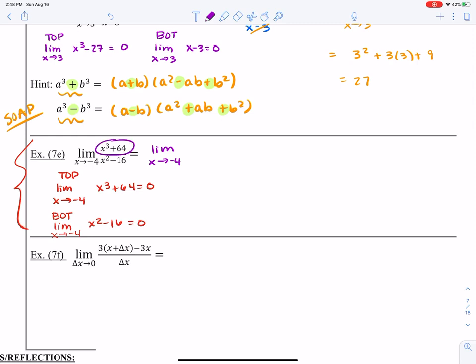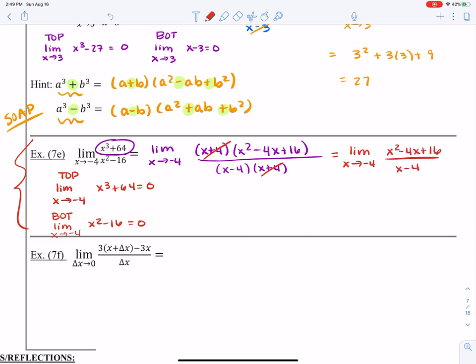I've got a sum of cubes in the top, so x plus 4, x squared minus 4x plus 16. The bottom is my difference of squares, algebra skills, and then I can reduce away my common factors, tell my grader what this is now equivalent to, and I should be in a situation where I can now direct substitute. -4 squared minus 4 times -4 plus 16 all over -4 minus 4 for a grand total of -6.